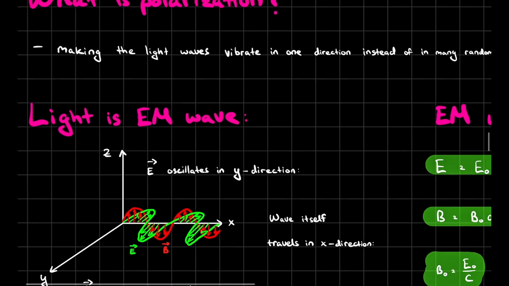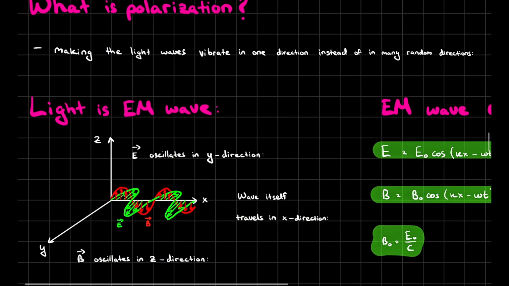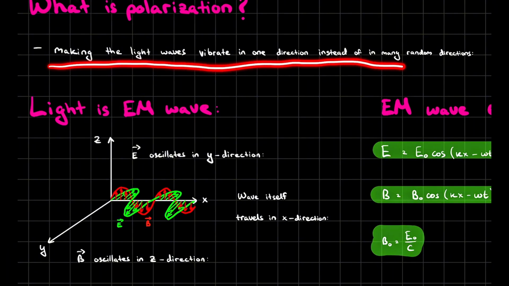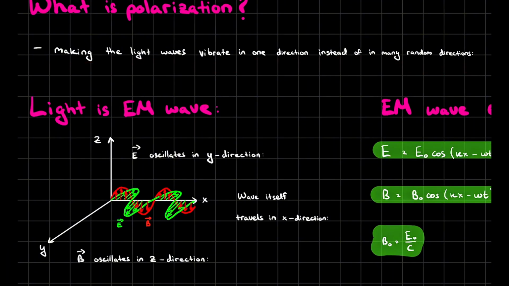So what is polarization by definition? In simple terms, it is making the light waves vibrate in one direction instead of many random directions. For now it might be a little complex, but we will come to this a little later. Let's start from the basics.